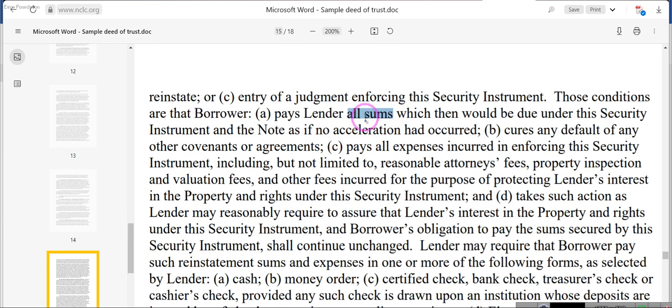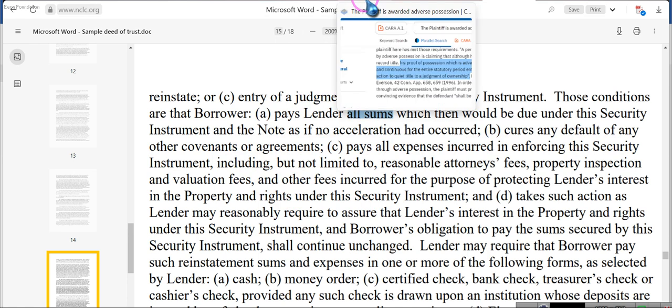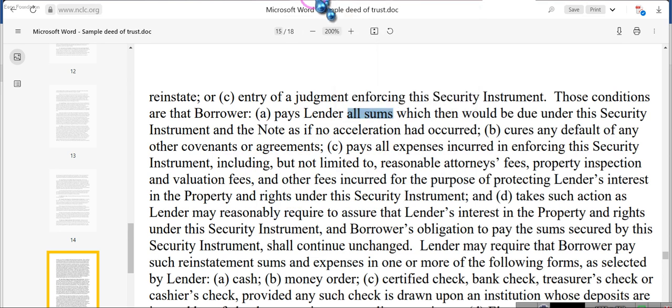It says that you have the right to require all sums. It gives you the right to cure the default. That's your right of equitable redemption, people. This is your right of statutory redemption because it's embedded in your contract. So let's get back to that section so that I can further emphasize to you all what's going on.